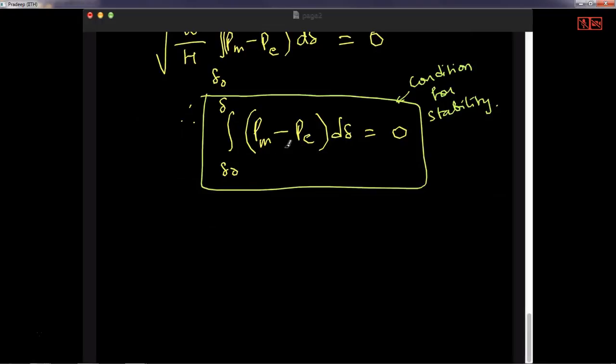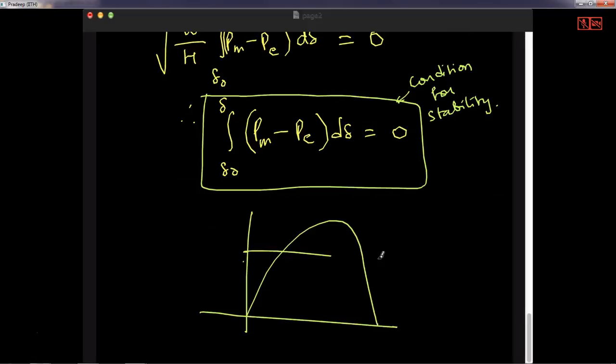So if I just look at this, this is Pm, this is Pe. So what is Pm minus Pe? In the initial part, Pm is more and Pe is less, so Pm minus Pe is positive. And then integration. So let's consider this as delta naught. This is the area defined in the first part, and this is the area defined in the second part. So this is another area. Let's call this delta max.